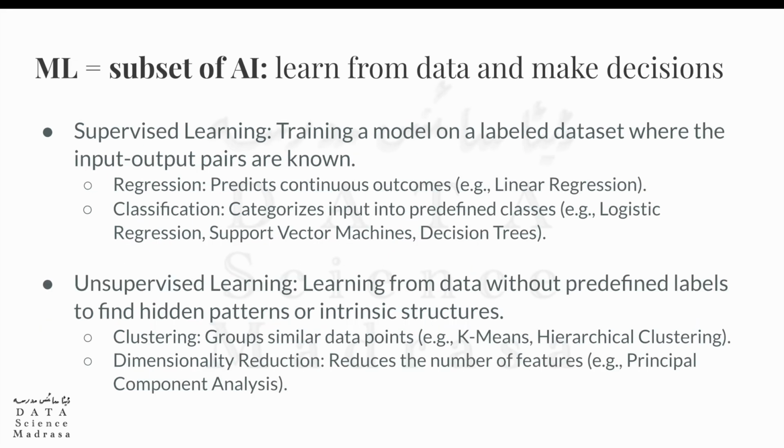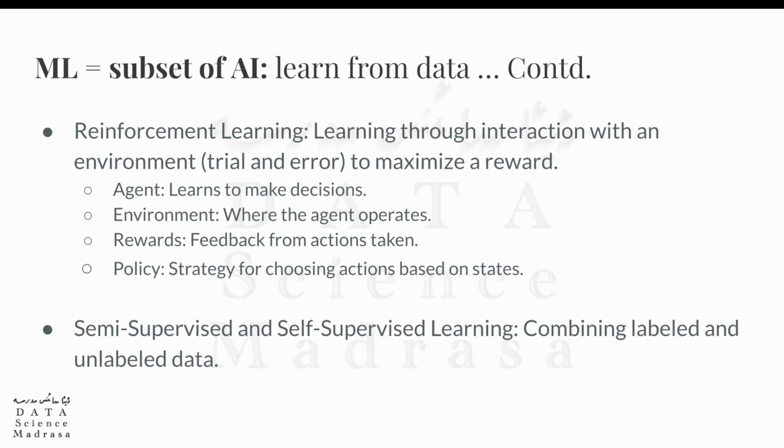Supervised learning is where you have annotated labels in the data set, and the input-output pairs are known. Regression and classification are two examples here. Unsupervised learning is where you do clustering or dimensionality reduction because you don't have predefined labels. Reinforcement learning is where the agent learns to make decisions by interacting with the environment where it operates, and it receives rewards or feedback from the actions that it takes, and this is based on some kind of policy. The idea is to maximize that reward.